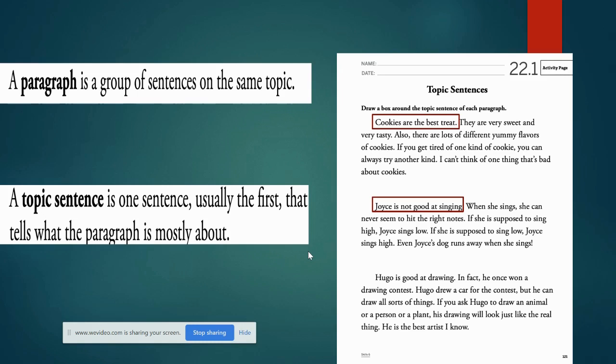You can go ahead and pause the video now to put a box around the topic sentence for the second paragraph. Once you're done with your box, press play to continue. And I'll give you about 10 seconds to put a box around that topic sentence.